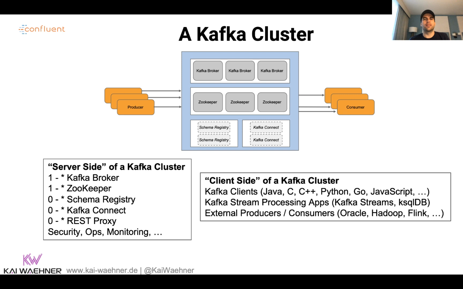And therefore, the Kafka cluster has a server side and a client side. So you have to get at least one Kafka broker and one Zookeeper, and all the other ones are optional. And of course, what I will not really cover in this talk is that you always have to cover security, operations, and monitoring. On the client side, you can either have just producers and consumers in different programming languages, or maybe just a REST interface with the REST proxy. And you have stream processing apps. This can be native Kafka apps, which use Kafka Streams or KSQLDB for continuous stream processing. And then obviously you have many external producers and consumers, and this can be anything, no matter if it's a database, a big data system, or another stream processing engine like Flink, Spark Streaming, or Storm.